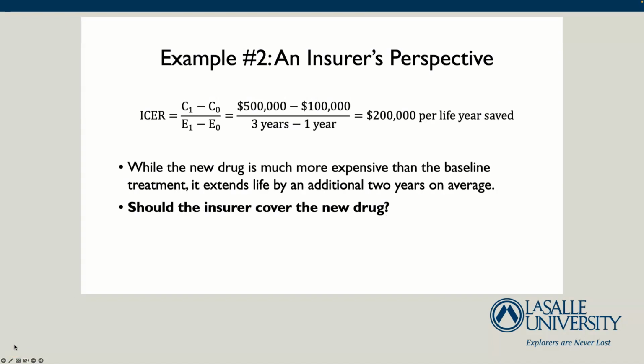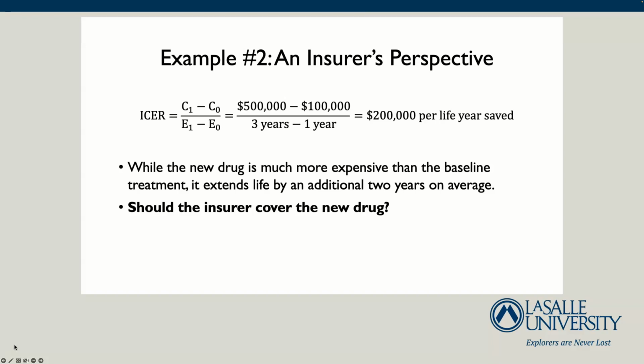Here we would set up the incremental cost effectiveness ratio. We would see that the cost would rise from $100,000 to $500,000, and the effect on life years saved would rise from 1 year to 3 years on average. So in this case, we would have $200,000 per life year saved for that particular drug. And so we would say that while this new drug is much more expensive than the baseline treatment, it extends life by an additional 2 years on average.